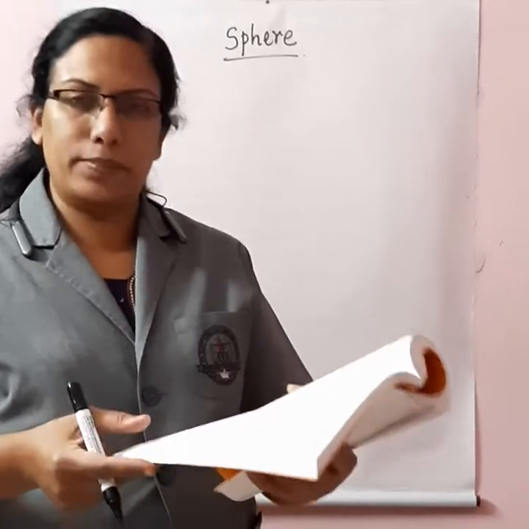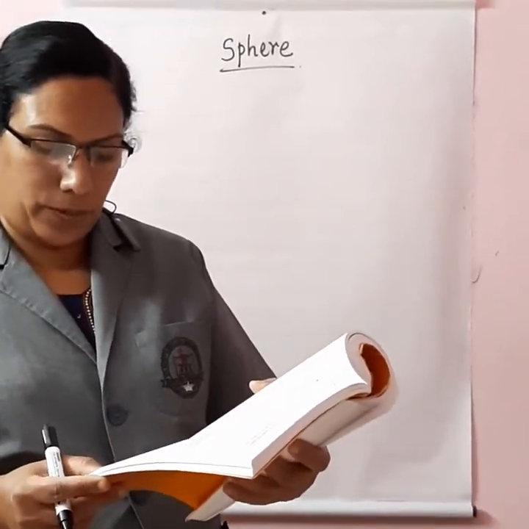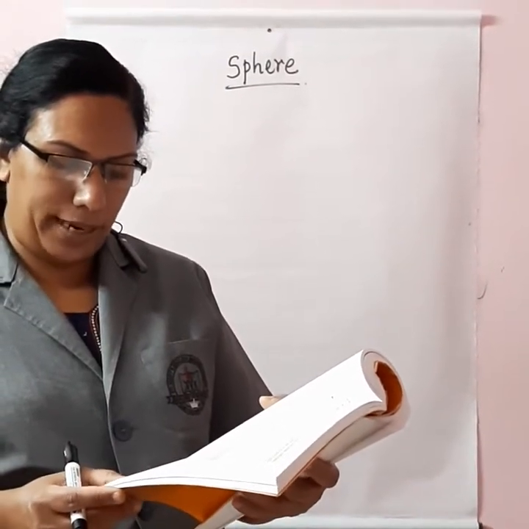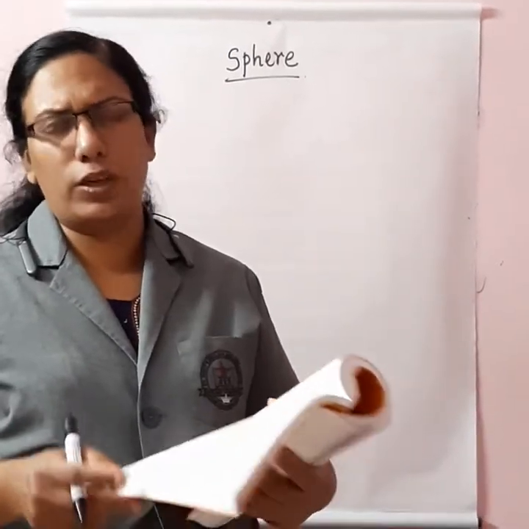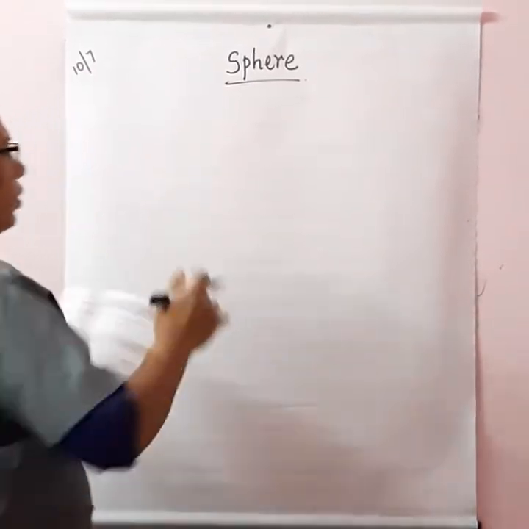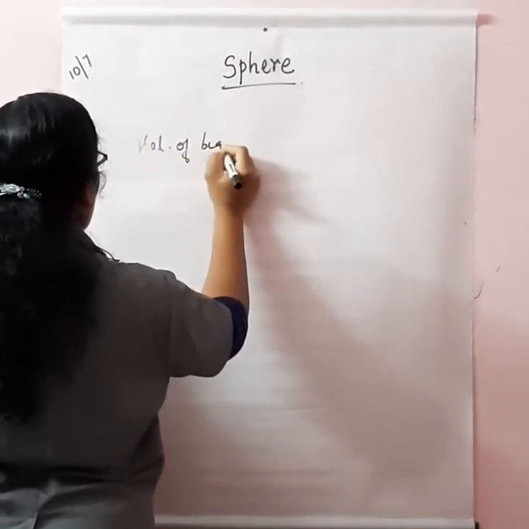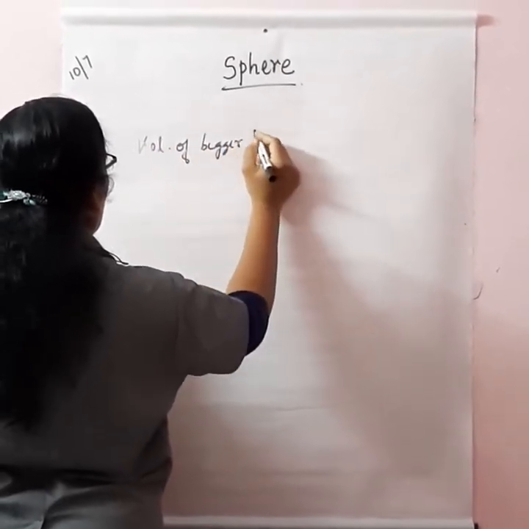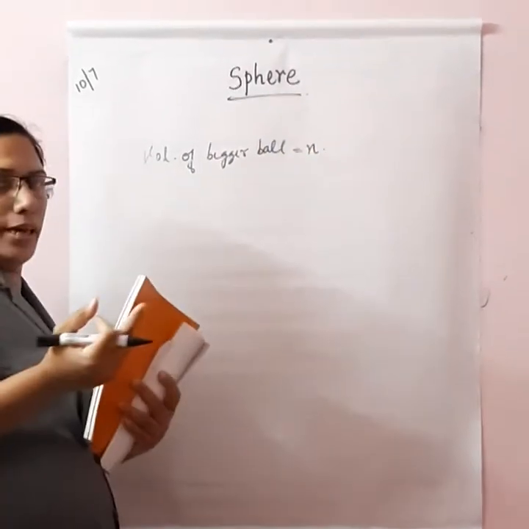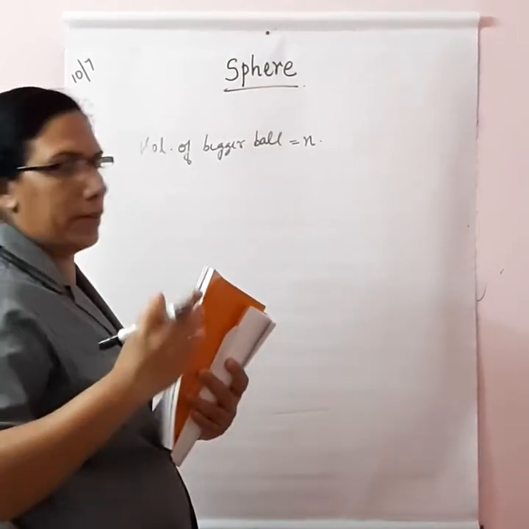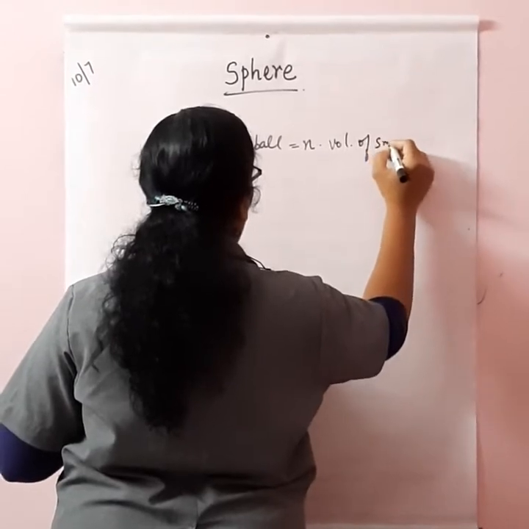Now, 8 metallic, same type of question. That's why one of the question I will be doing. Okay. 8 metallic spheres, each of radius 2 mm, are melted and recast into a single sphere. Calculate the radius of the new sphere. In all the cases, it is volume of the bigger ball or sphere equal to n, if n number of small balls are made, n into volume of smaller balls.